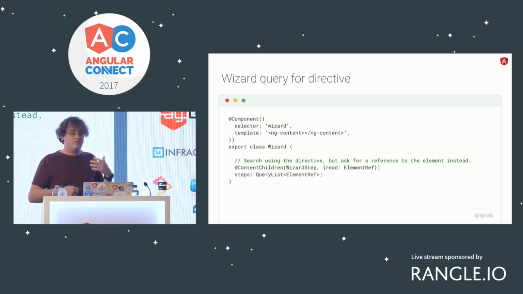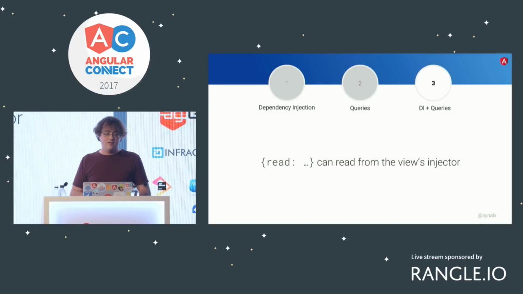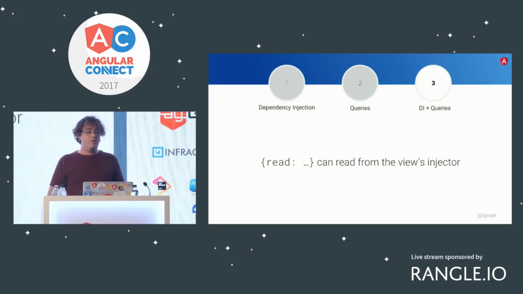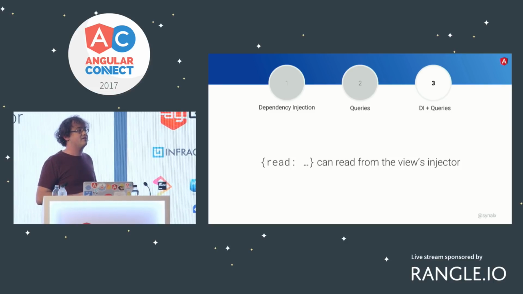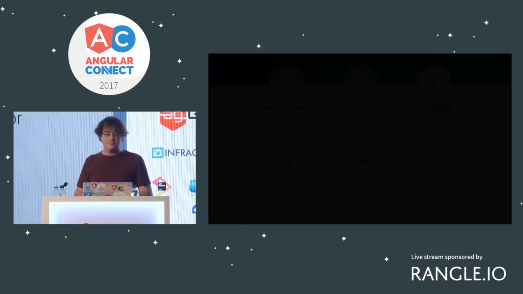We can manipulate the style of the native element to show or hide steps, but it's still not as good as being able to talk to the API of those components directly. And to do that, we're going to have to do something that's rather unusual. As it turns out, we can use read with queries to get access to dependency injection from the injector of the element that you're querying for. And we're going to use this fact to finish our wizard.